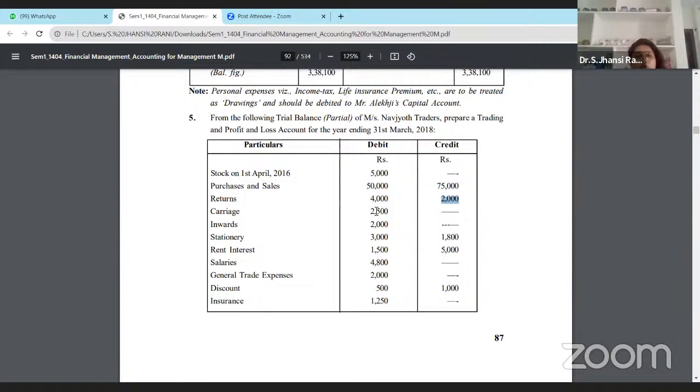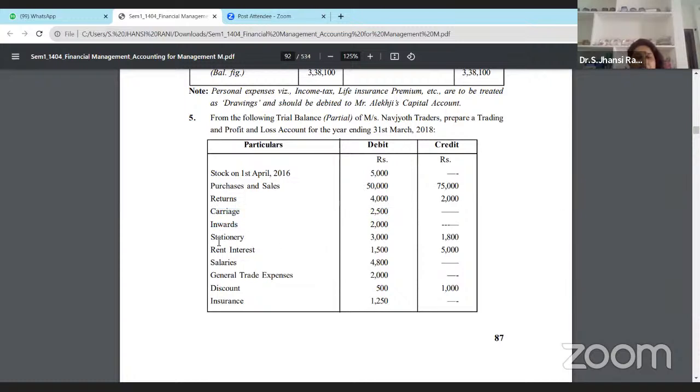So for our understanding, if you look below the carriage, they have given inwards. So this is assumed as carriage inwards and this is assumed as carriage outwards. So there is a difference. Carriage inwards is taken in which account? In trading account. All direct expenses are taken in trading account and all indirect expenses are taken in the profit and loss account. So this inwards, whatever amount 2000 is given, is taken in the trading account, and this carriage 2500 is taken in profit and loss account debit side.